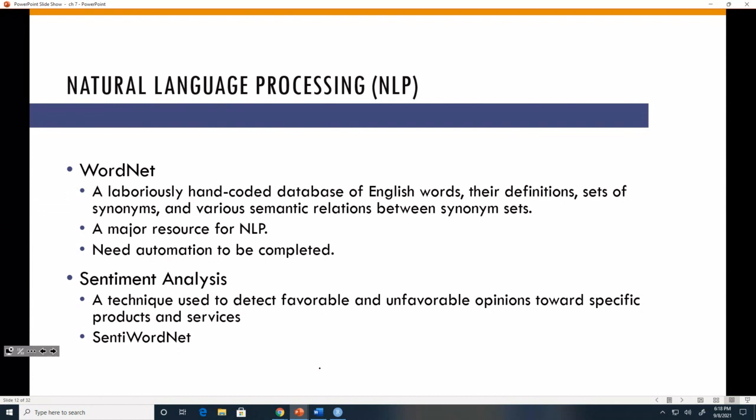Next, sentiment analysis. It's probably one of the more popular text analytics methods. It is used to detect favorable or unfavorable opinions about products and services. So you get a valence of negative or positive towards some particular item or from some phrase.